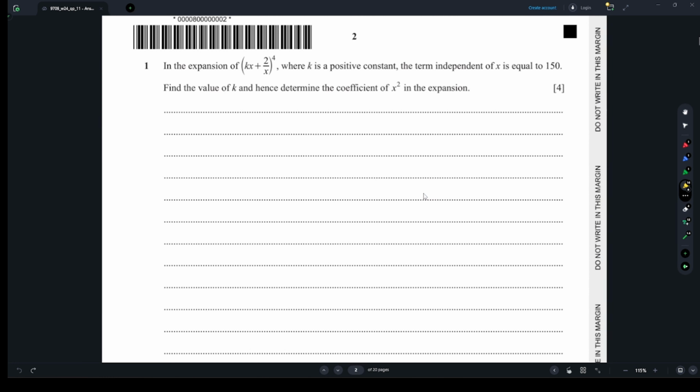In the expansion of (kx + 2/x)^4, where k is a positive constant, those are important things. So k is a positive constant, and the term independent of x equals 150. So find the value of k and hence determine the coefficient of x squared in the expansion.